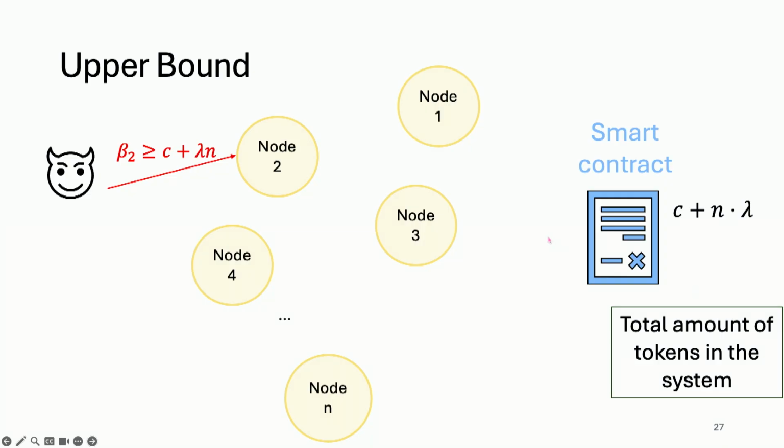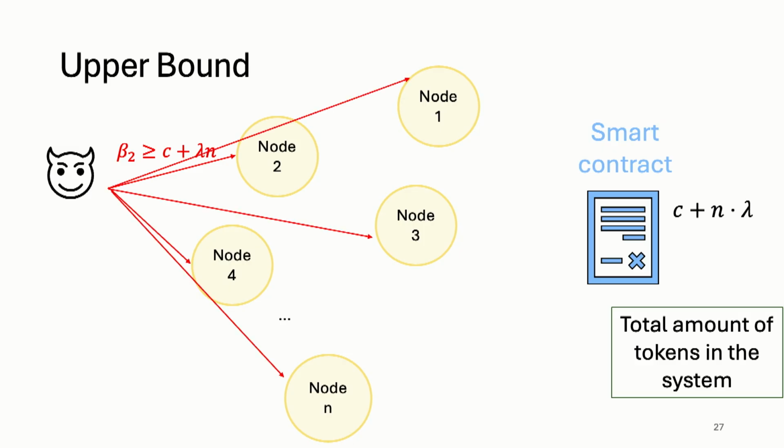But now what we have is the maximum amount of reward that any protocol can offer is C plus lambda n, or actually is bounded by C plus lambda n. So again, let's take one of the nodes. If the adversary offers this node a bribe of C plus lambda n, or anything higher, then this node is better off taking the bribe and not alerting.